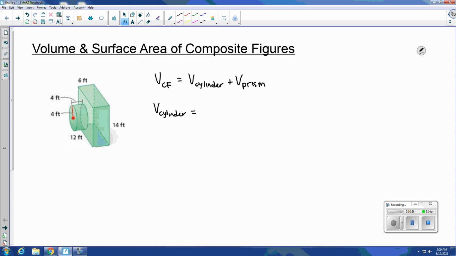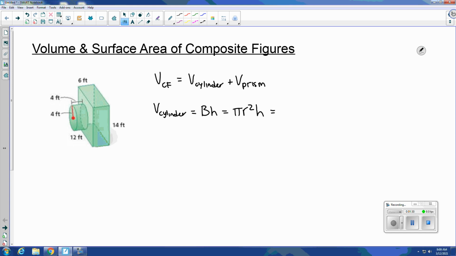Let's look at the volume of the cylinder first. When we think of a cylinder, it's almost like a special type of prism, where the cross section or the base is always a circle. If I take that circle area and multiply it by the height of the cylinder, that will give me the volume. In general for prisms, it's base area times height. The base in this case is a circle, so what is the base area formula? Pi r squared times the height of the cylinder. So there's our volume formula for a cylinder.